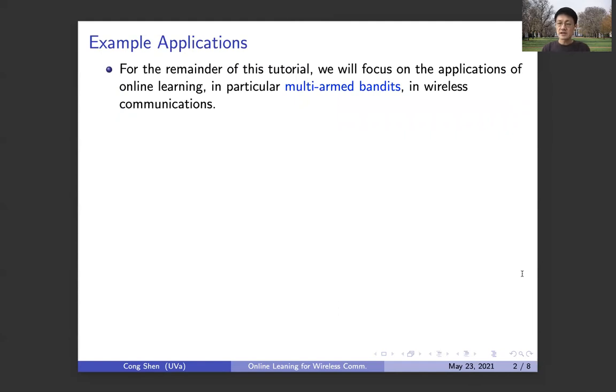So what kind of applications are we talking about here? I want to emphasize that for the remainder of this tutorial, we will focus on applications of online learning, in particular, multi-arm bandits in wireless communications. The reason I chose to focus on multi-arm bandits is that MAB has a very good theoretical foundation where its application can be rigorously understood by analyzing the regret or the best arm performance. This is something that's very valuable when understanding its implications in wireless communications.